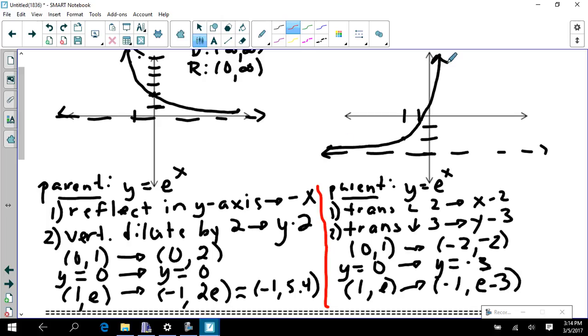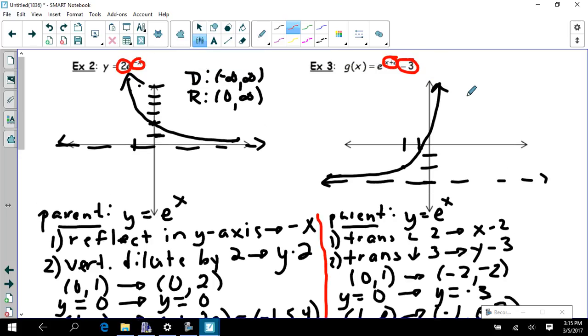And what's the domain of this graph? As with every exponential function, negative infinity to infinity, no one should miss that on the test. The range is dictated by the asymptote. The lowest it goes is negative 3, but not including it, and it goes up to infinity forever.